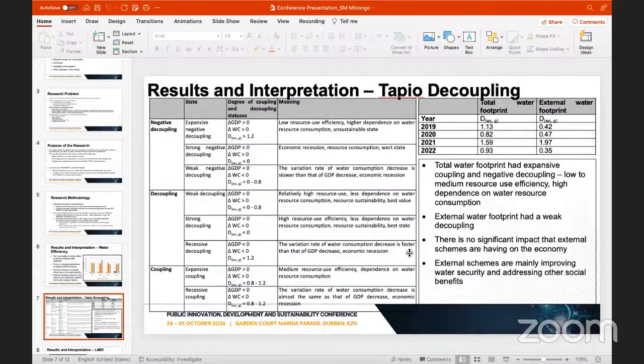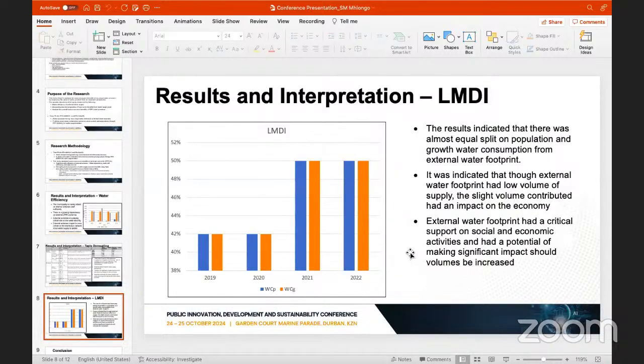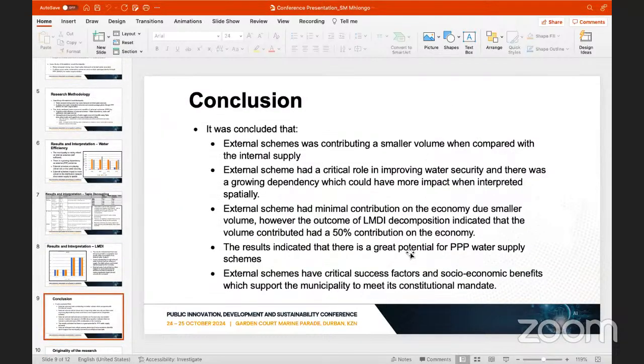Sorry. Okay, on this one, I looked at the decoupling model, which is the Tapio decoupling model, and then I also looked at the logarithmic mean Divisia index, and then as a conclusion, this is what the picture depicts.